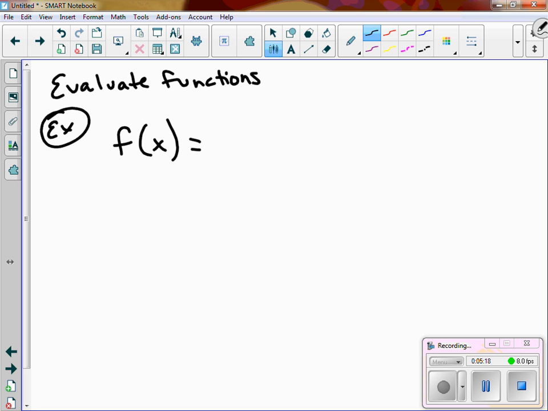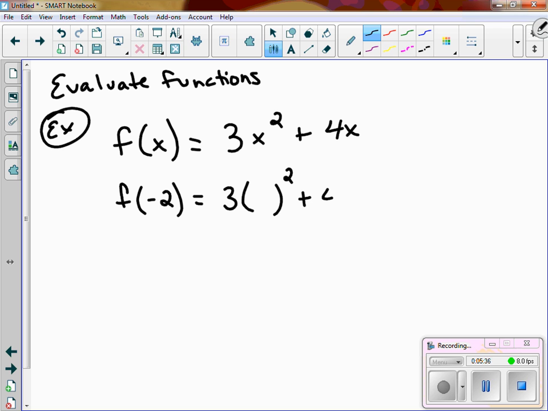So let's say that f of x equals 3x squared plus 4x, and we want to find out f of negative 2. So what this means is that I'm going to take that negative 2 and plug it into my x spots. A lot of people will plug the number in, which is great, and then they'll try to do it in their head, or they'll type it right in their calculator and forget the parentheses.